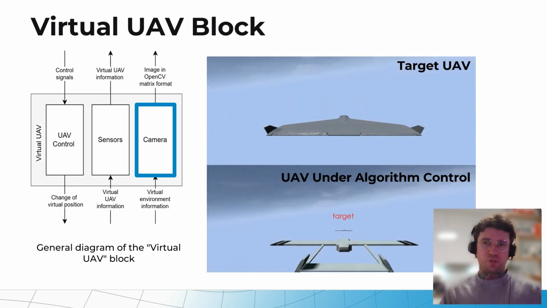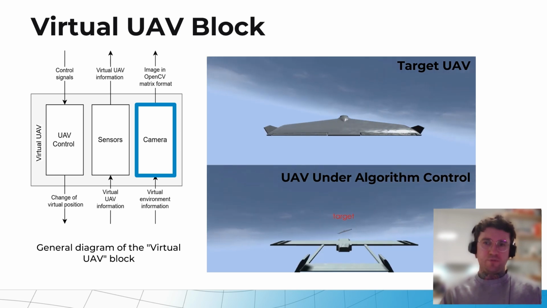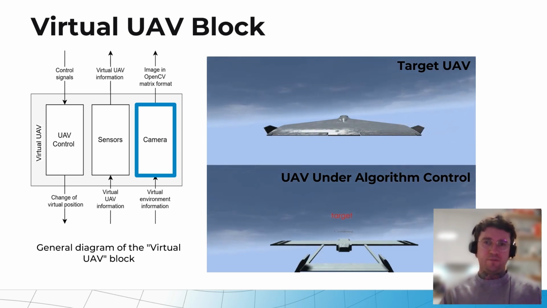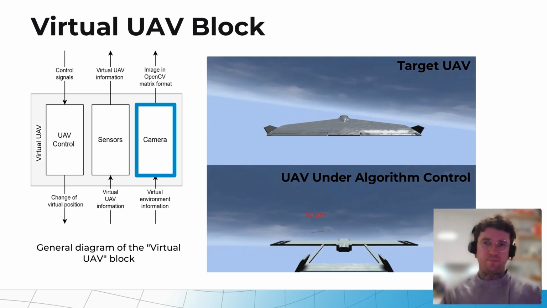This slide shows the target tracking process using the algorithm. The upper UAV is controlled by the operator, while the lower UAV is controlled by the algorithm that tracks the target based on the camera data.